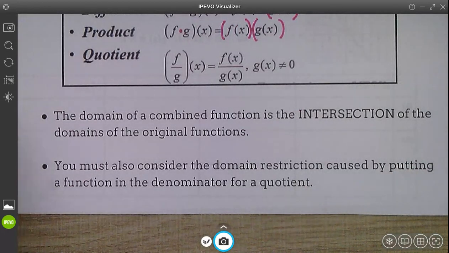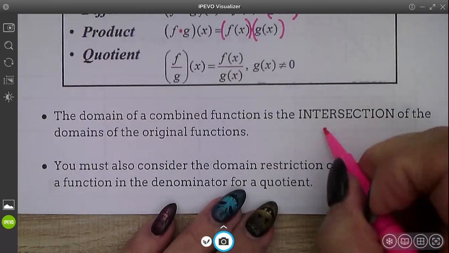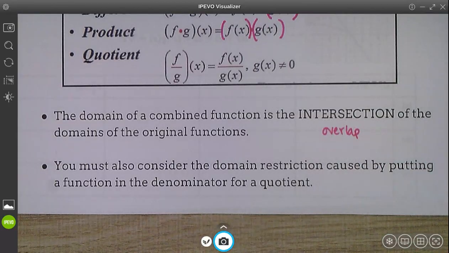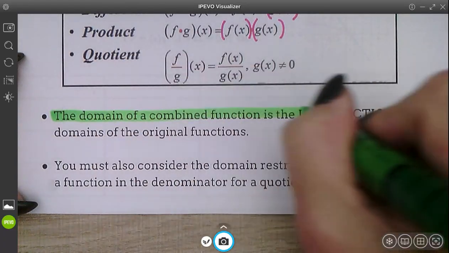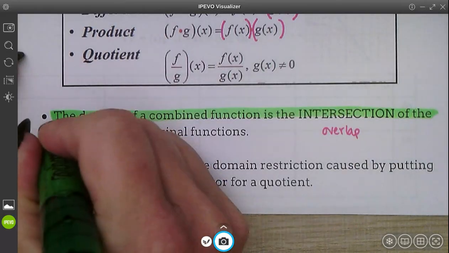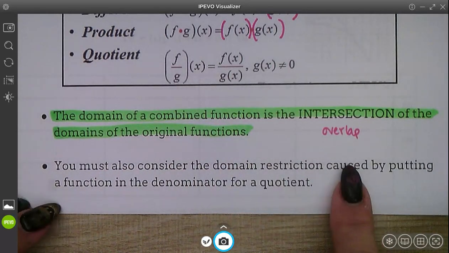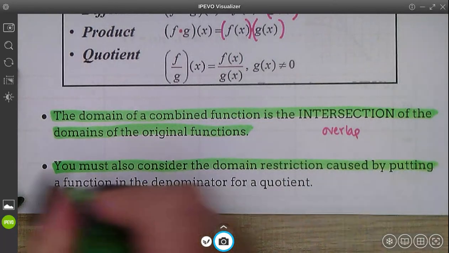The domain for these combined functions is going to be the intersection or overlap of the domains of the original functions. And we will practice that. So let's go ahead and highlight. The domain of the combined functions is the intersection of the domains of the original functions, but we also have to consider the domain restriction if we have something in the denominator.